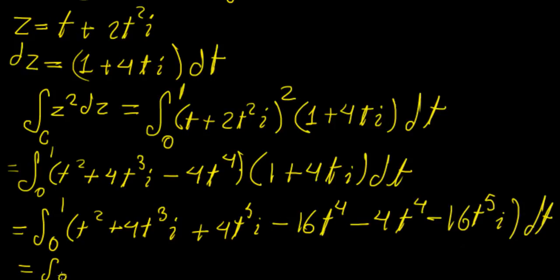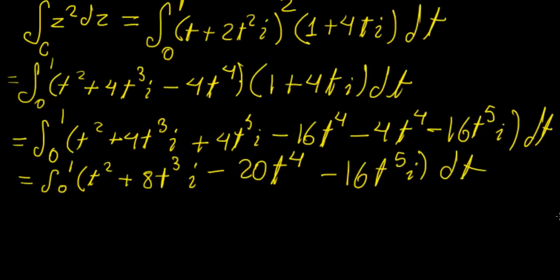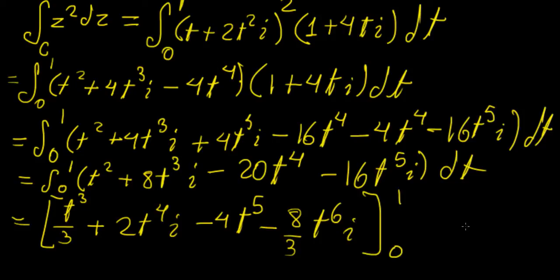And we can simplify this expression by grouping terms that can be grouped. So in this case we have plus 8 times t cubed i minus 20t to the power of 4 minus 16t to the power of 5 i. And now that we have this, we can finally start our integration. So this is going to give us t cubed over 3 plus 2t to the power of 4 i minus 4 times t to the power of 5 minus 8 on 3 t to the power of 6 i from 0 to 1.